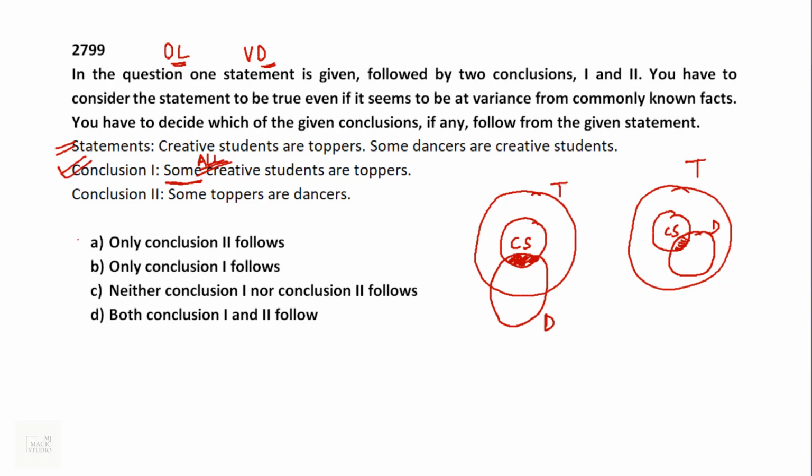But when all is true, some become automatically true. Conclusion 1 shall follow. Conclusion 2 says some toppers are dancers. Yes, we can see that some toppers are dancers. Here also we can see that some toppers are dancers. That means conclusion 2 also follows. Both conclusion 1 and 2 follow in this particular question. Option D is the good pick.